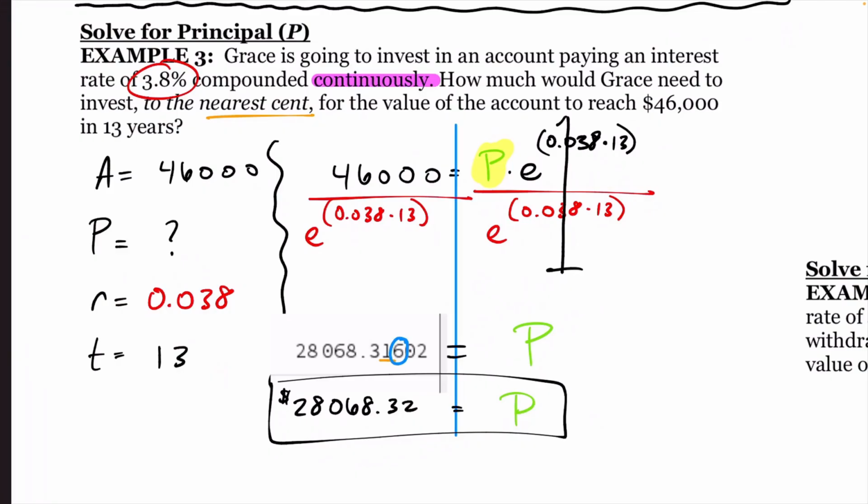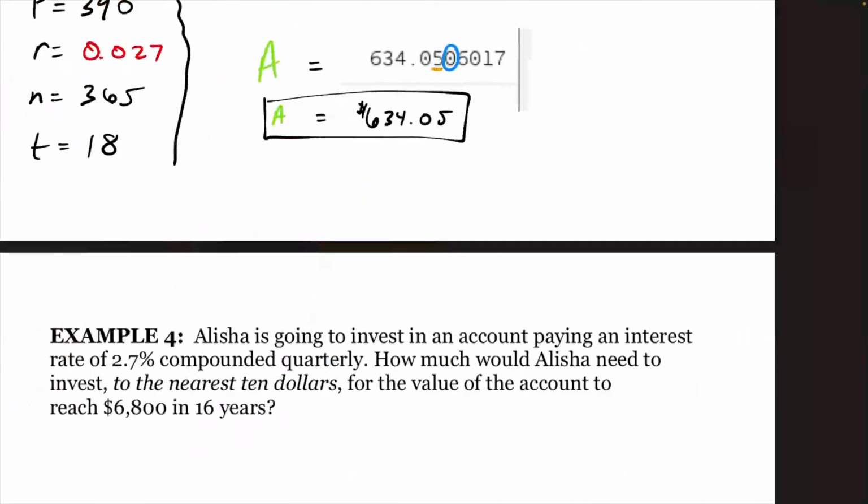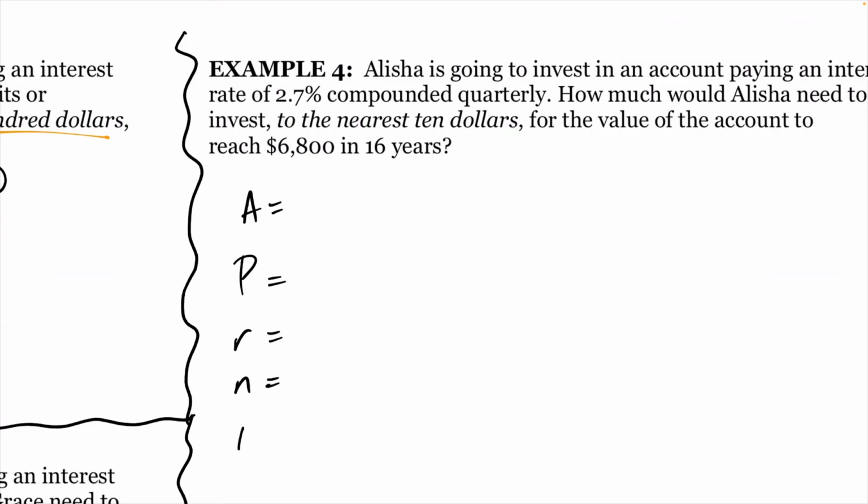So how many times is this going to be compounded per year? 4. Quarterly. Quarterly is 4. 4 is a number. It's going to be this one here. Doesn't say continuously. It says actual 4. Okay? So we need an A, I need a P, I need an R, I need an N, and I need a T.